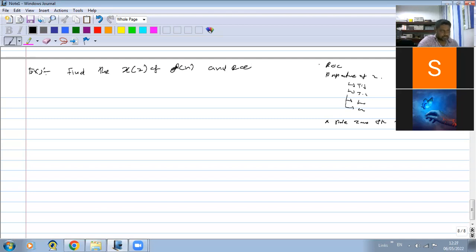Anyway, we will try to do it, because to get the idea we have to do some exercise. Otherwise, you will not get the idea. So please find this. Take 3 minutes and try to find the ROC of this impulse. It is very easy actually. Try to find it.